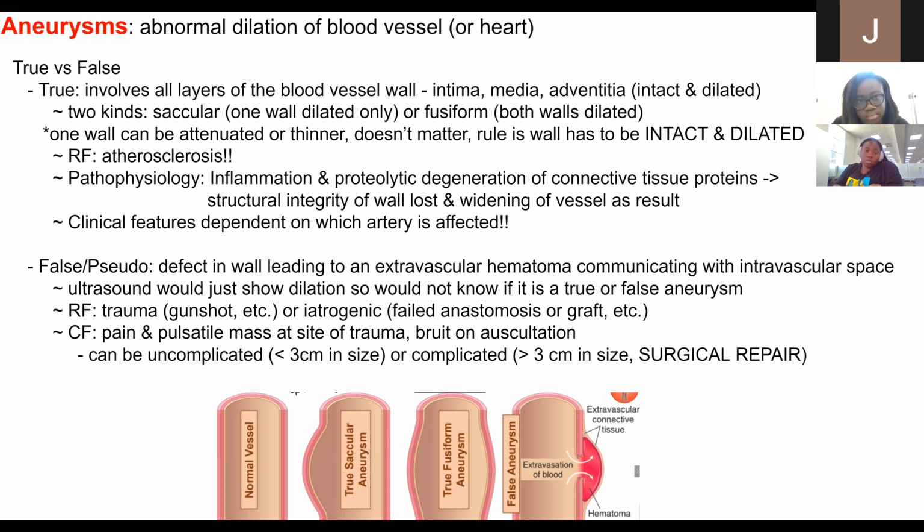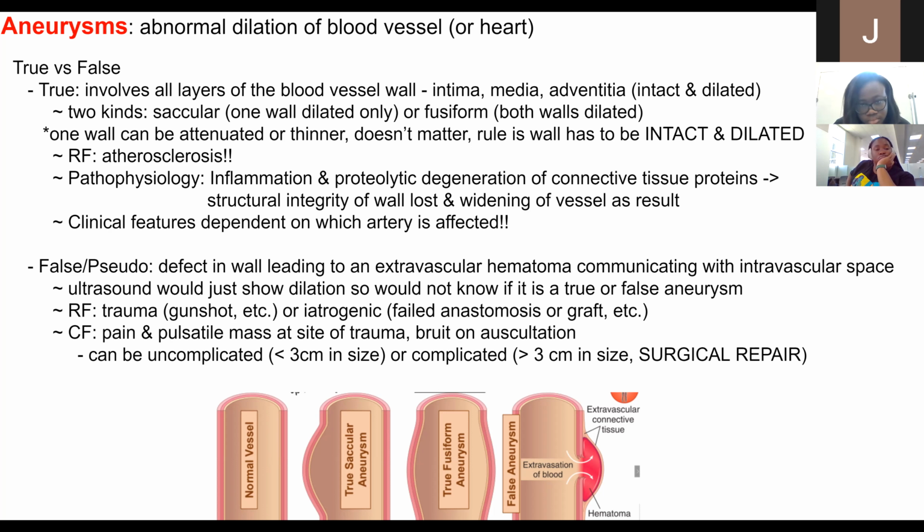Again, pathophysiology: just inflammation and degeneration of the connective tissue protein. Something's not allowing that connective tissue to stay where it is, and the structural integrity of the wall is lost. You're going to have widening of the vessel. Again, clinical features depend on which artery it is. They're not going to give you a ton of clinical features and ask where this aneurysm is located. They're just going to ask what the idea behind it is, or what the risk factor is. Anything from your slides is fair game, but they're not going to give you its clinical features until you figure out where it's located. So don't be scared of that.